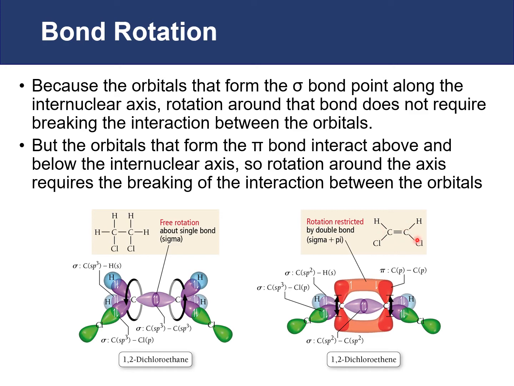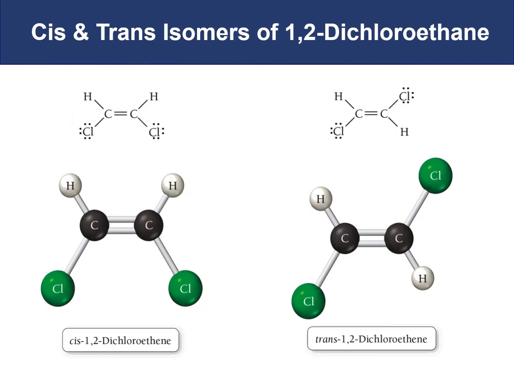A pi bond is what makes the second bond of a double bond. The first bond is a sigma bond along the internuclear axes. The second bond of the double bond is a pi bond that is above and below the sigma. Because it is above and below, in order to rotate, you would have to break the bond. So double bonds do not rotate, whereas single bonds do. Where this matters is for isomers. Isomers are chemical compounds that have the exact same chemical formula, but a different arrangement.